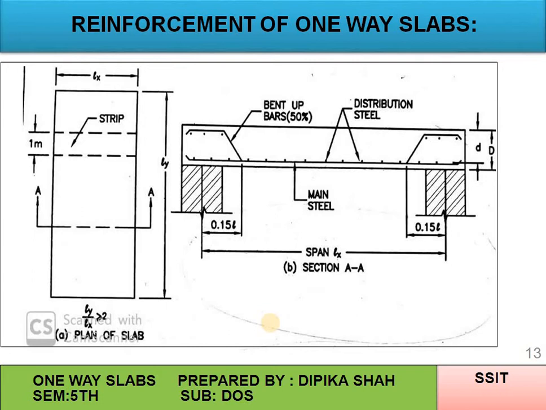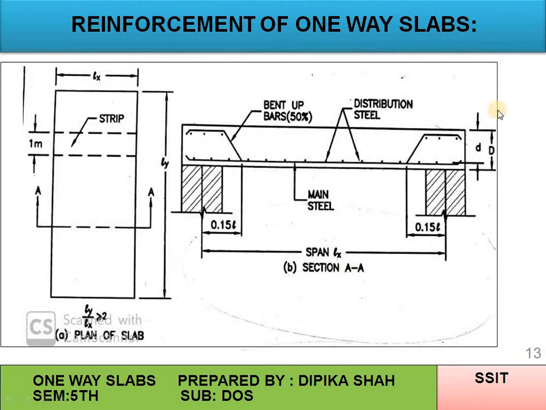So this is basically the cross section and a plan of a slab. In a plan there is Lx and Ly. Lx is the shorter direction and Ly is the longer direction. While designing a one-way slab, we consider one small strip of 1 meter width. We take a 1 meter strip for the design of any one-way slab. You can see section AA, which is taken along the span Lx.